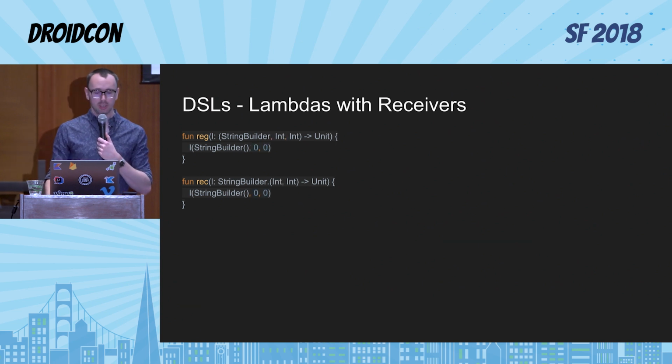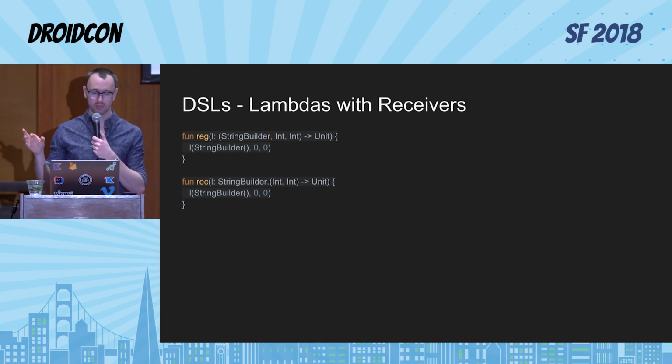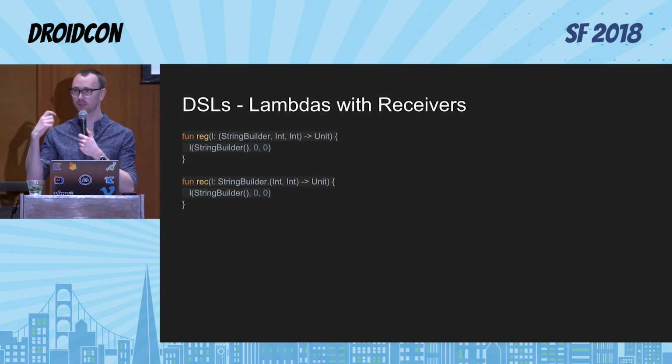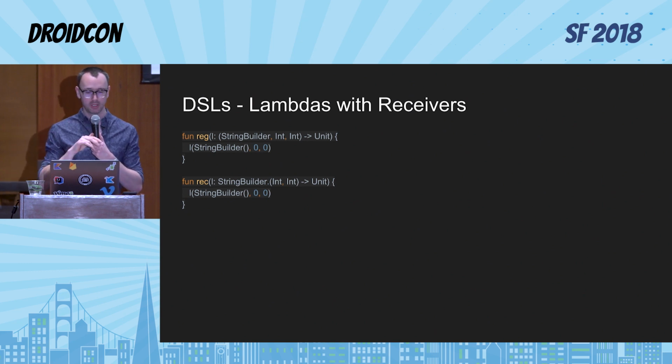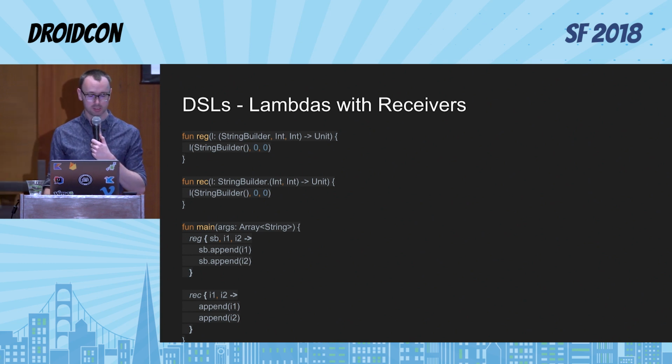right? If you have a lambda that takes multiple arguments, all you do is take the first one out of the parentheses, again, put it at the start, and then it's going to be the receiver type that you can call on without referencing it directly. So that's lambdas with receivers. This is how you would use it. You can see in the second case, I'm not accepting a string builder, it's just accepting the last two arguments, and then I can call things on the string builder.